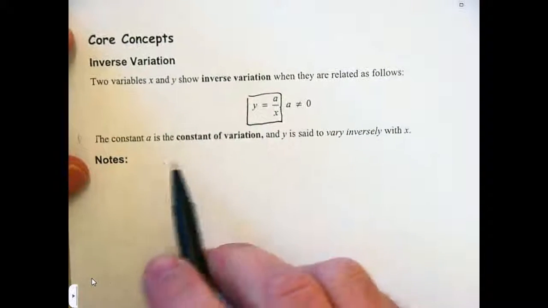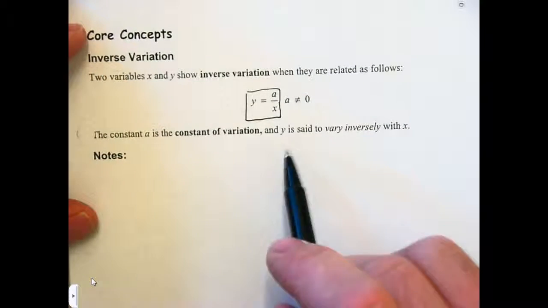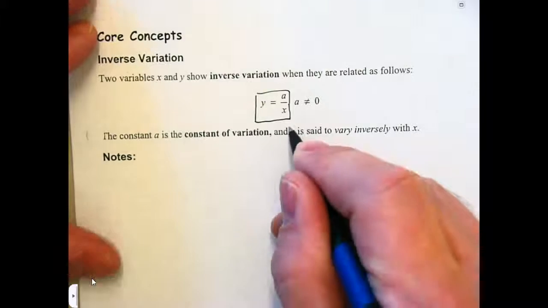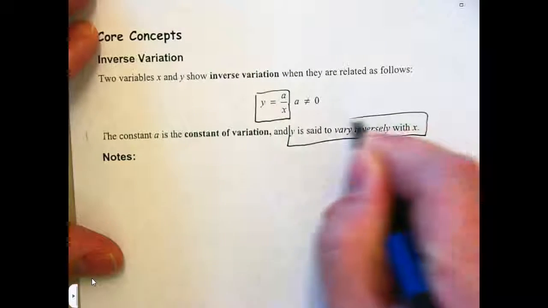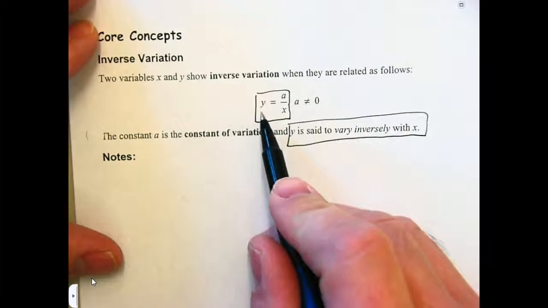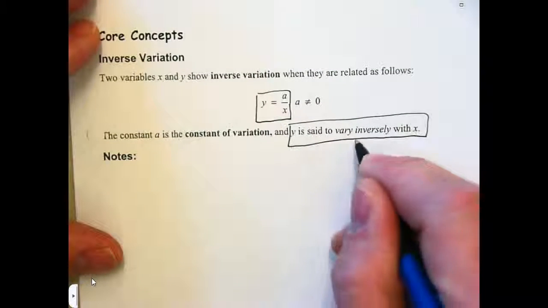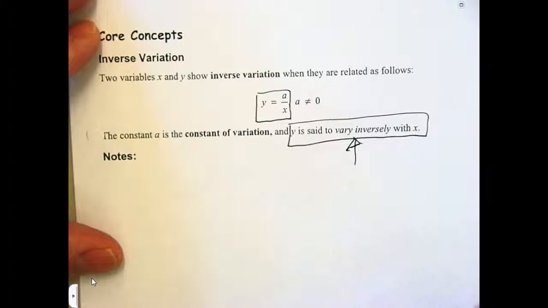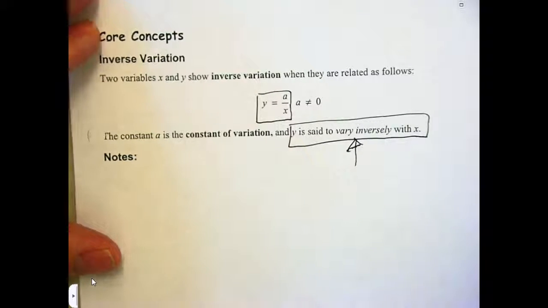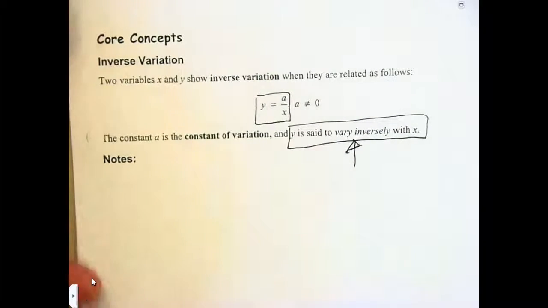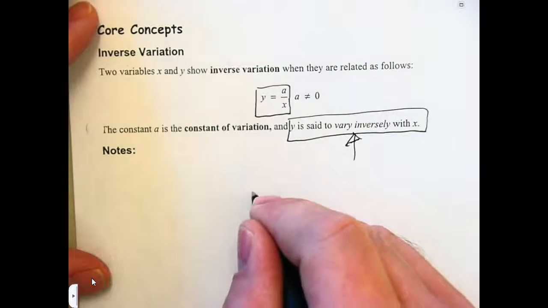The constant a is the constant of variation, and y is said to vary inversely with x. So these are key terms right here. Y is said to vary inversely with x. You're going to see that a lot in the story problems that we do. With that being said, I want you to get a by itself in this equation. Just down here in your notes, solve for a.